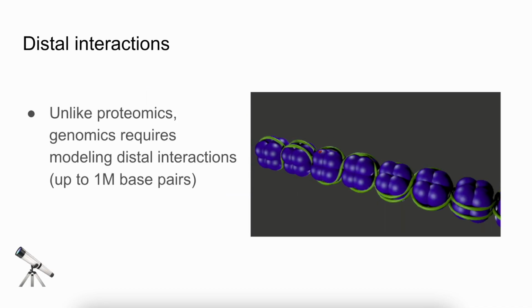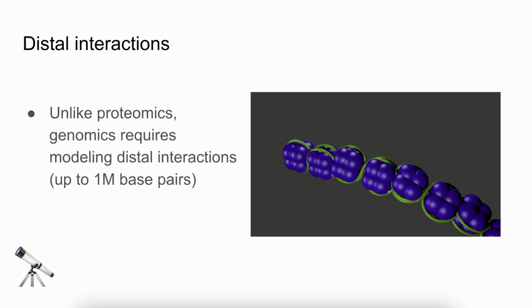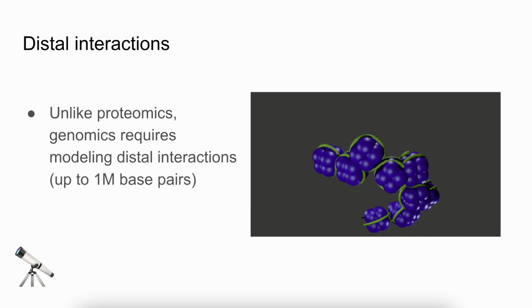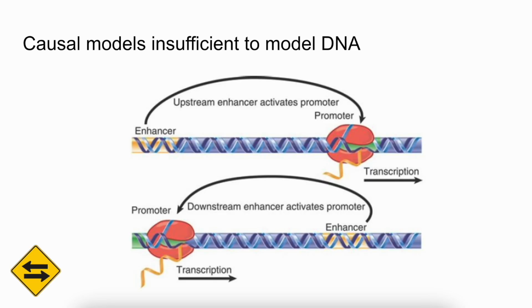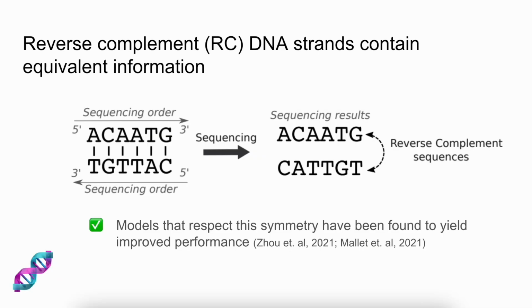First, we note that unlike in proteomics, genomic sequences can entail long-range interactions. The tight coiling of DNA means that distal nucleotides up to 1 million base pairs away from a gene can be brought into close physical proximity with a gene and exert regulatory effects. Additionally, unlike in the natural language domain, left-to-right causal modeling may not be sufficient, as base pairs both upstream and downstream of a gene can have interactions, necessitating a bidirectional model.